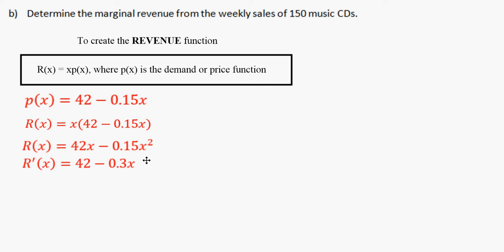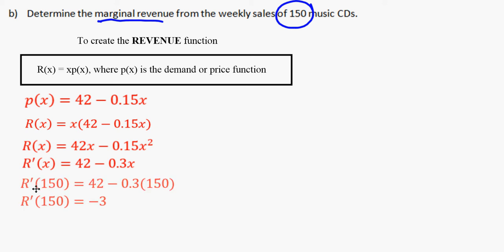Why do I want the derivative? Because the question asked me for the marginal revenue. So I've got the derivative, and of course I want the marginal revenue at 150 music CDs. So what do I do here? I just plug in 150 into my marginal revenue function, and I get -3.